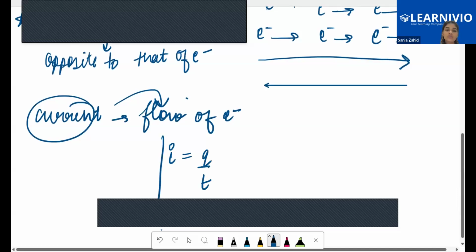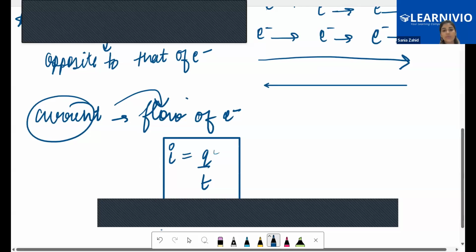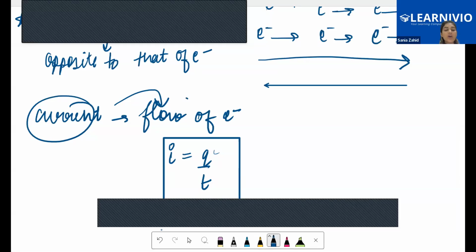What is the meaning of I equals Q upon T? If you have to find how much current is flowing, you can say Q upon T. The amount of charge divided by time constitutes the current. That is, how much charge is being flowed. Like you have 1 coulomb of charge, 5 coulombs, 6 coulombs, and in how much time is it passing one particular point. That is known as electric current. So what is the definition of current? The amount of charge passing per unit time is known as electric current.